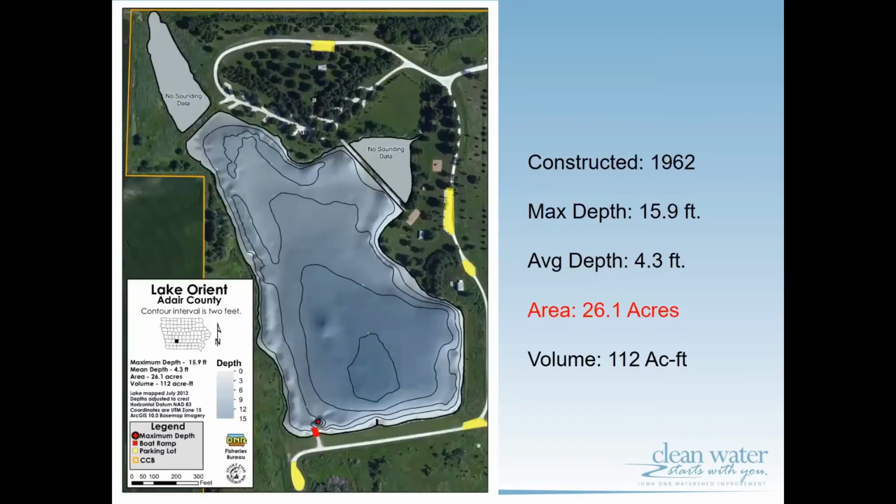So let's just dive in. Lake Orient is located in Adair County. Here are some fast facts about it, when it was constructed, the depths and things like that. The area is 26.1 acres. And for those of you that may not be familiar with the term, an acre is about the size of a football field. So if you can imagine, 26 football fields is about the size of the surface area of the lake.